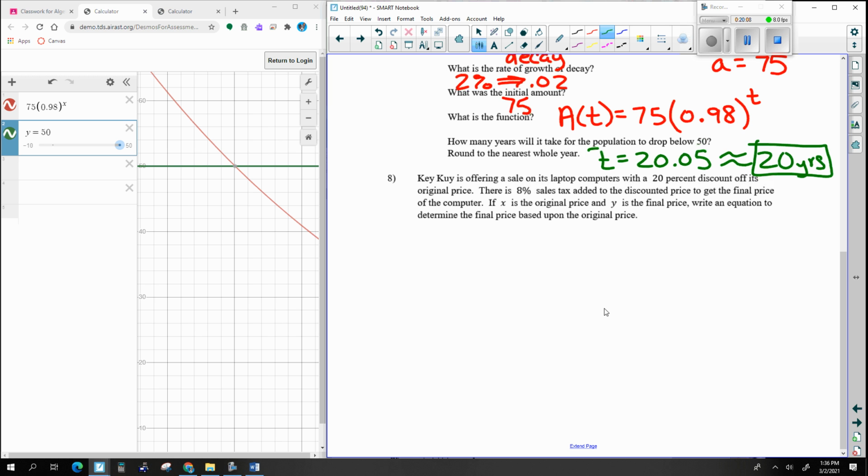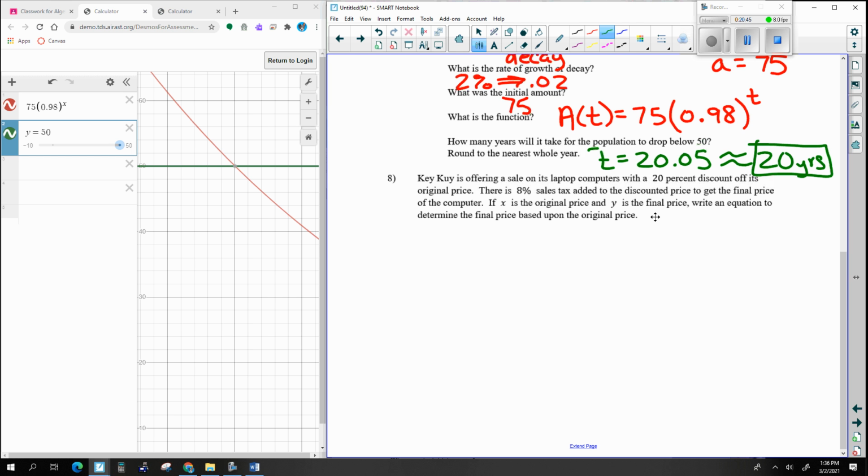All right, Kikui is offering a sale on its laptop computers with a 20% discount off its original price. There's an 8% sales tax added to the discounted price to get the final price of the computer. If X is the original price, Y is the final price, write the equation to determine the final price. Here we go. So think about how much you pay when you get these discounts or these benefits and things like that. Think about what percentage you pay.